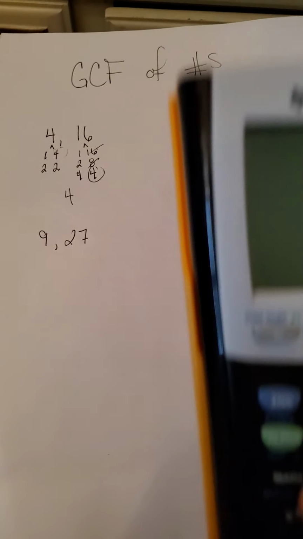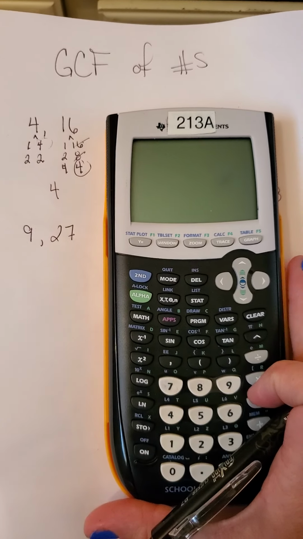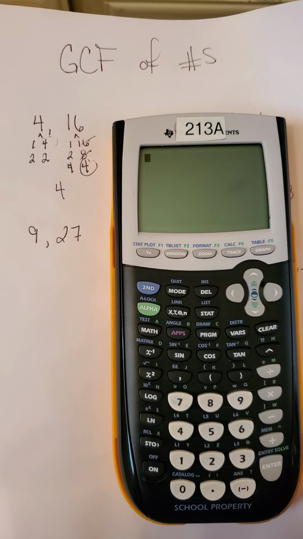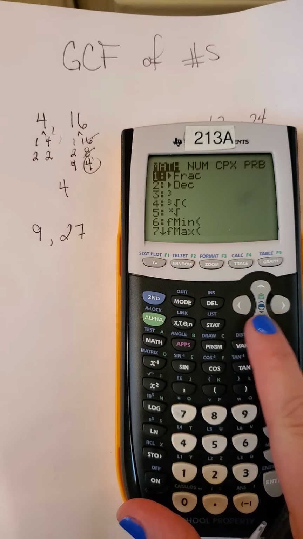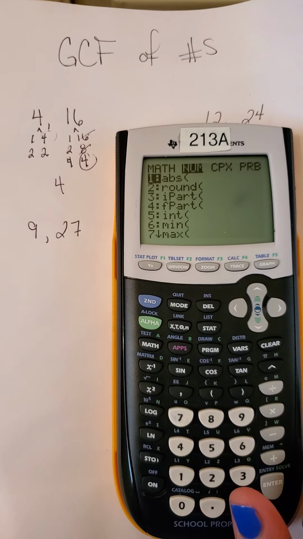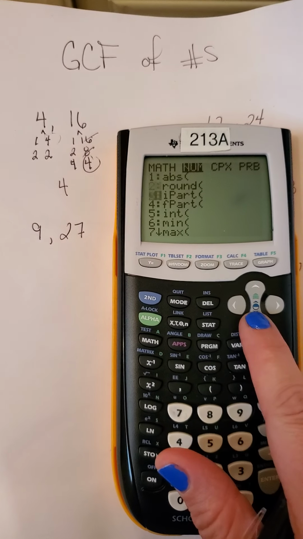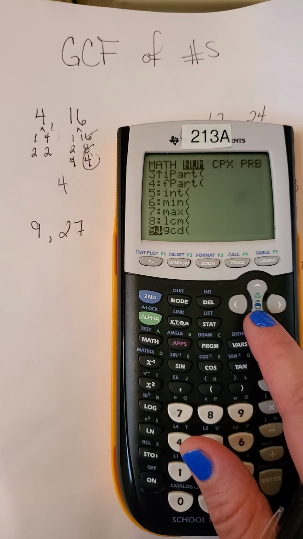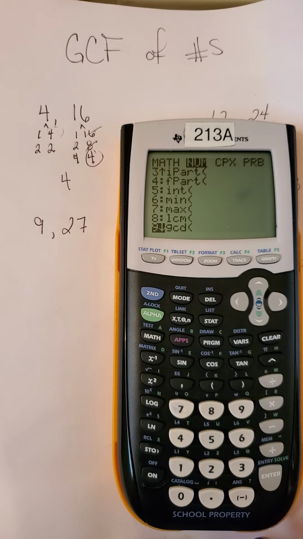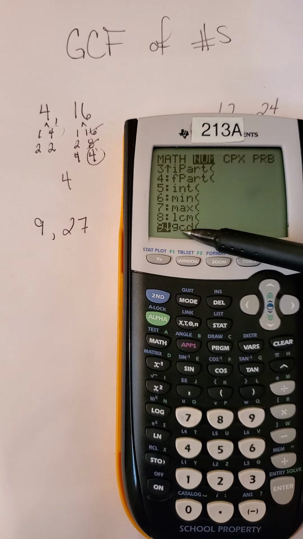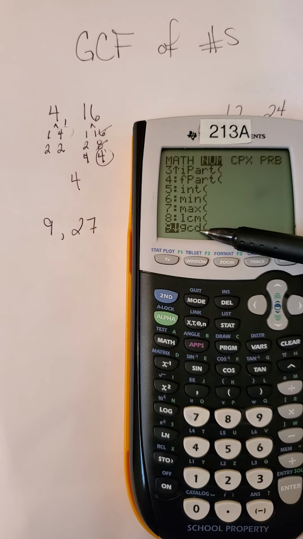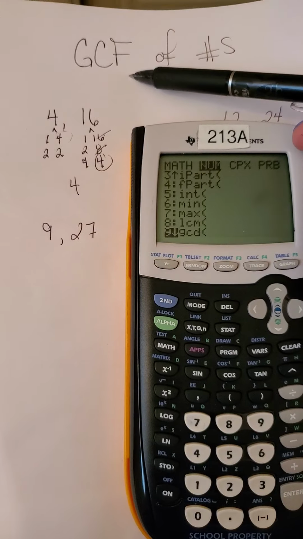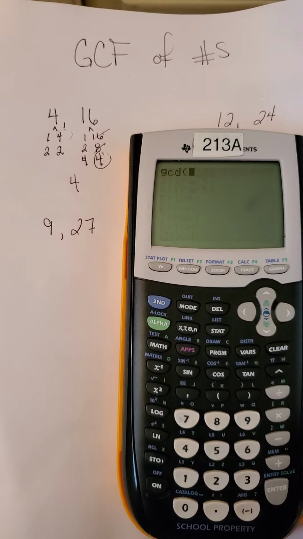But if you were wise enough to bring home your handy dandy calculator, you can hit the awesome math button, go over to number, and you're going to scroll all the way down to 9, where you'll see GCD. Now, GCD stands for greatest common divisor, which is the biggest number you can divide them by, what I just said. Same thing as factor. Okay, so we're going to hit enter.